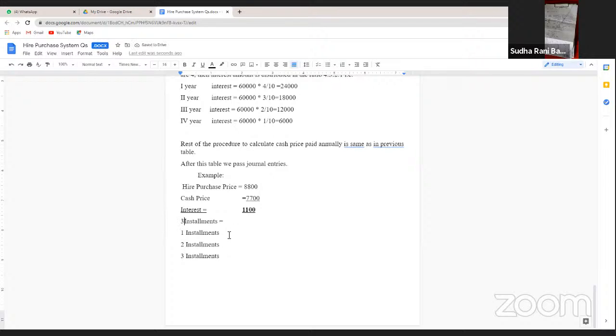So for each installment, for the first installment, give the value ratio 3. For the second installment, give 2. For the last installment, give 1. So the interest ratio for 3 installments equals 3 is to 2 is to 1.